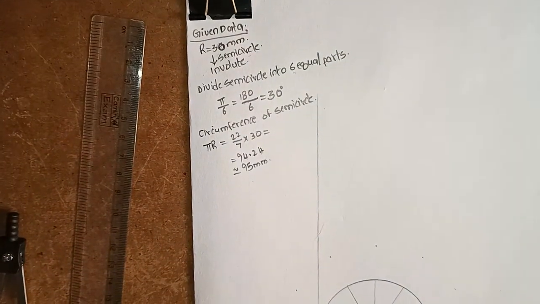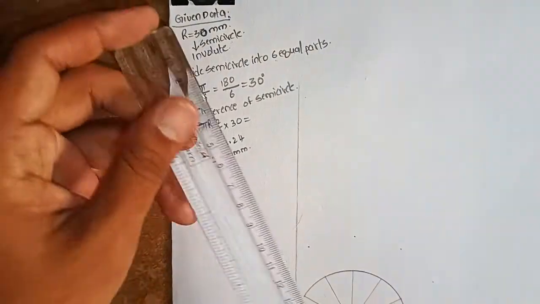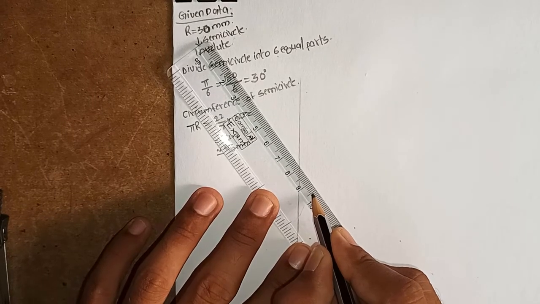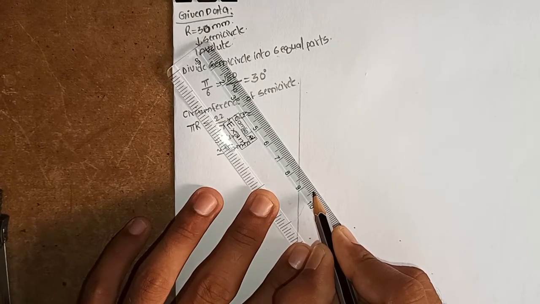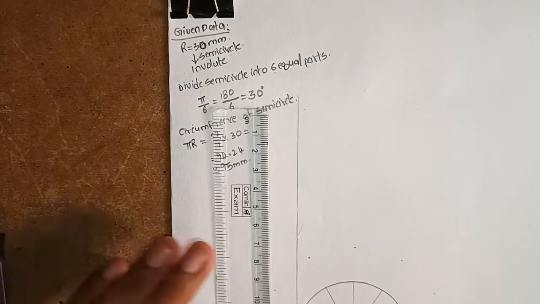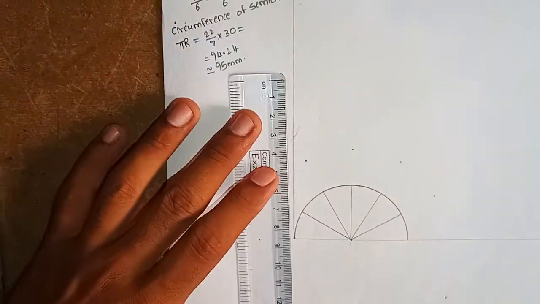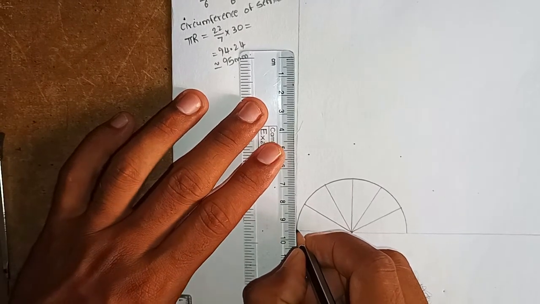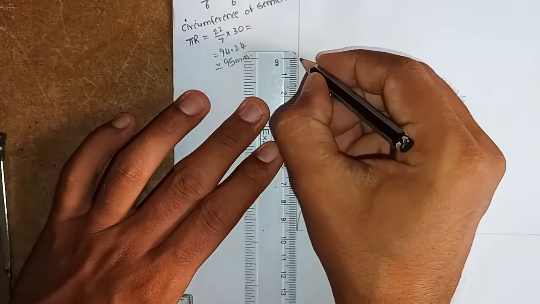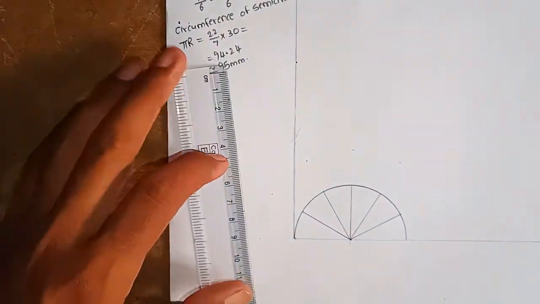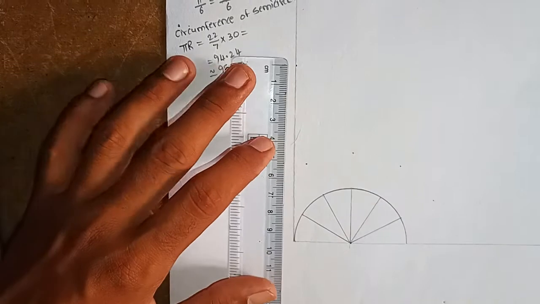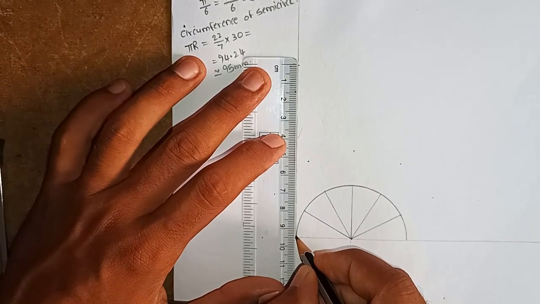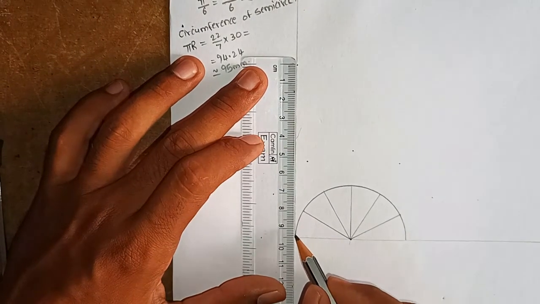So we have to take that straight line as 95, students. From that point we have to take it up to 95.